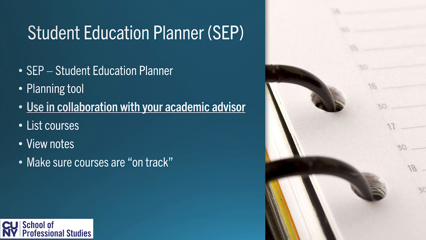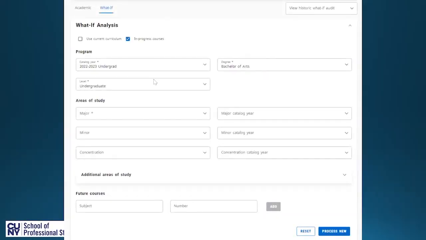Again, as a reminder, you can only create a plan with your advisor. So if you feel that it would be useful, please reach out to your advisor so that you can create a SEP plan. Another useful feature is the What If Analysis, which you can access in the main page of the student audit. You'll see a tab that says what if. Once you click on that, this is what you will see.